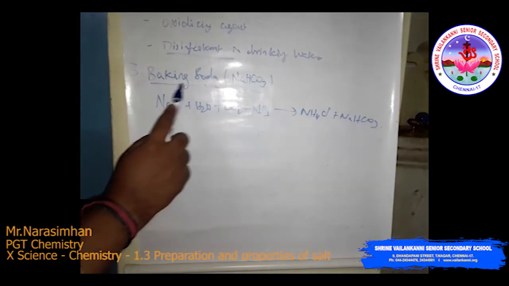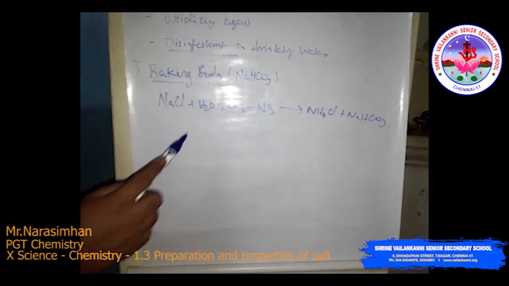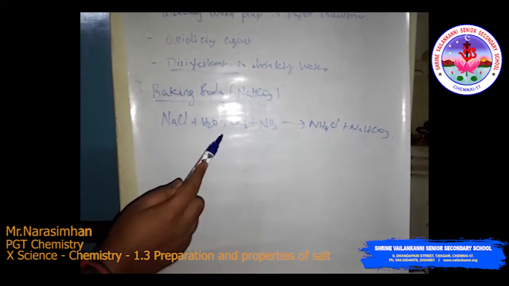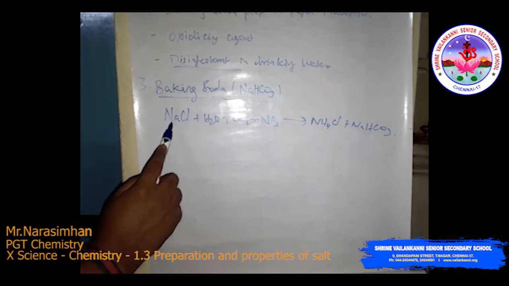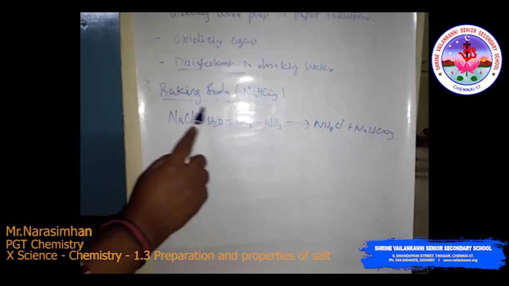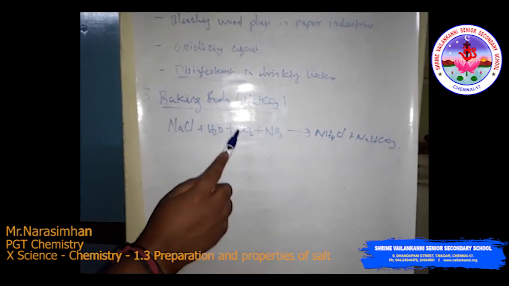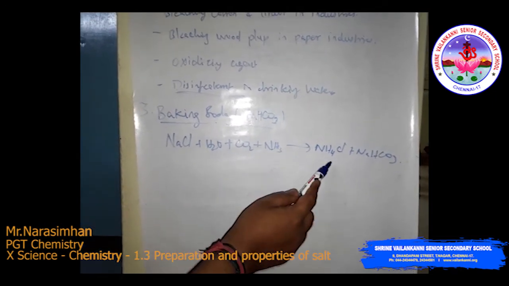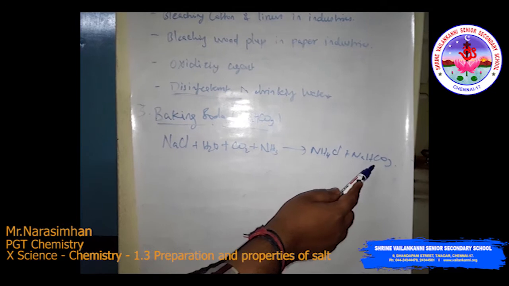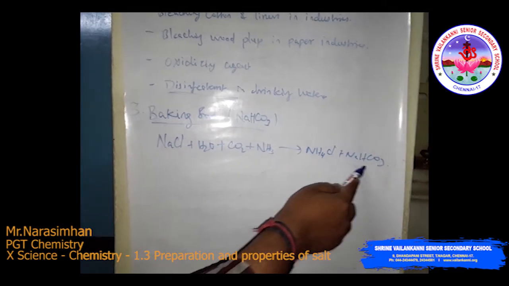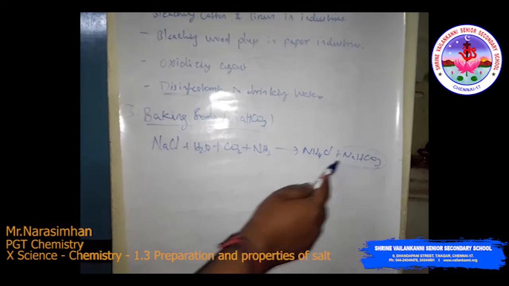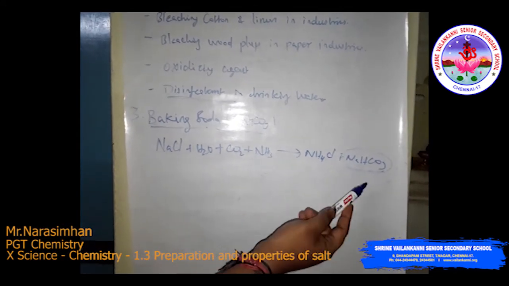See, the third one is baking soda. Baking soda is sodium bicarbonate or sodium hydrogen carbonate. How is it prepared? When aqueous solution of NaCl, sodium chloride, is treated with carbon dioxide and NH3, it produces ammonium chloride and sodium hydrogen carbonate. This is very mild basic in nature and also non-corrosive.